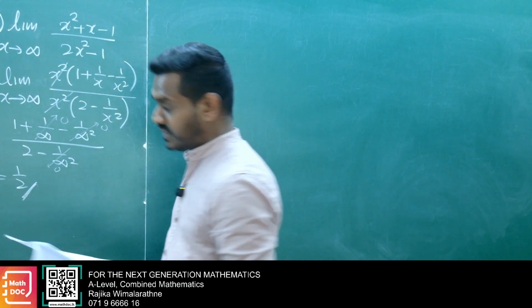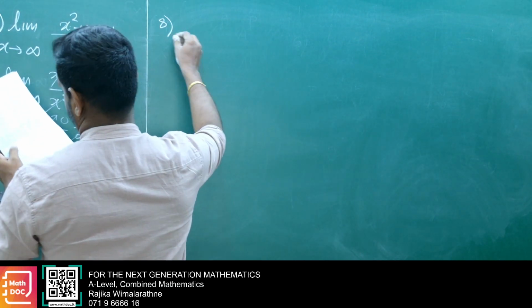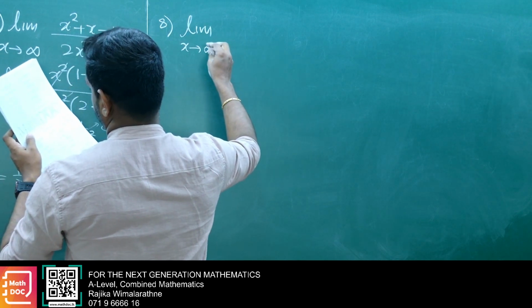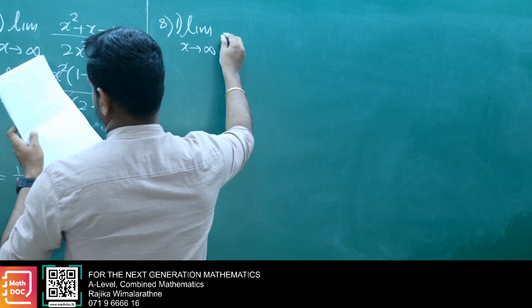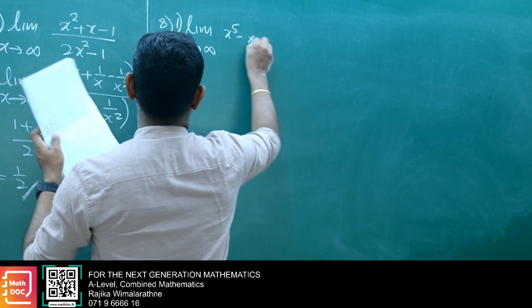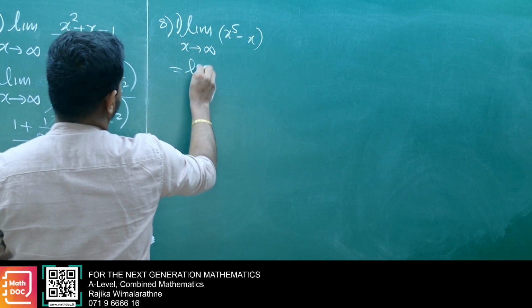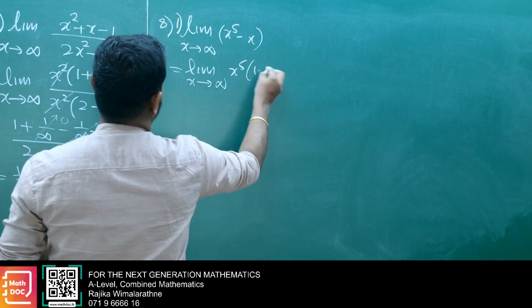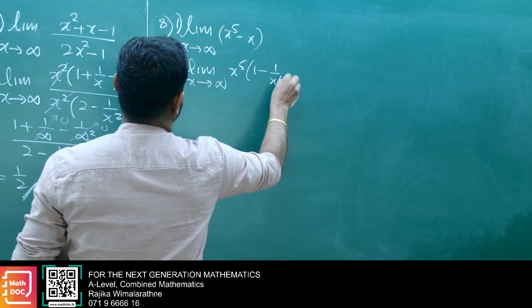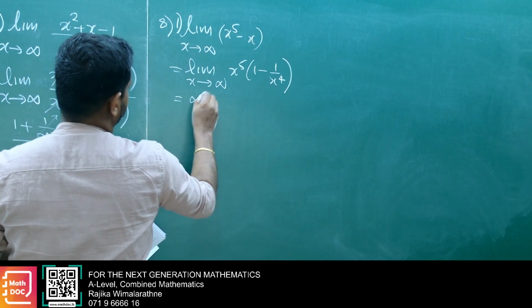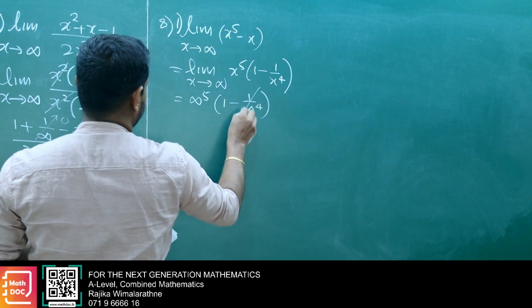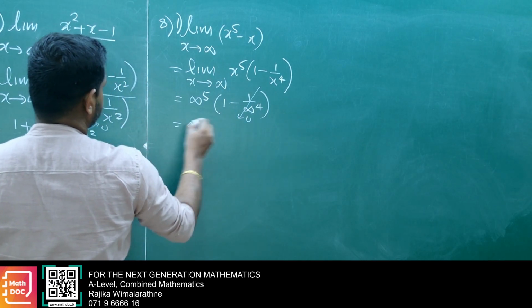Okay, question number 8. Limit x goes to infinity. First part: x to the power 5 minus x. Take the maximum power outside, then substitute. One over infinity to the power 4 is 0, plus infinity.